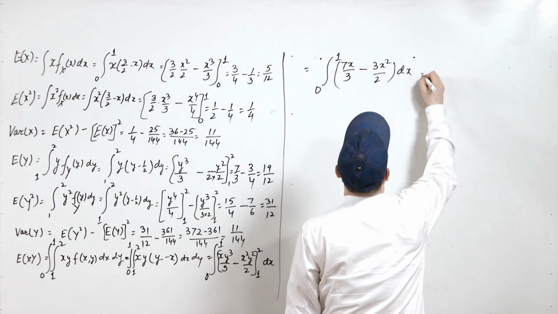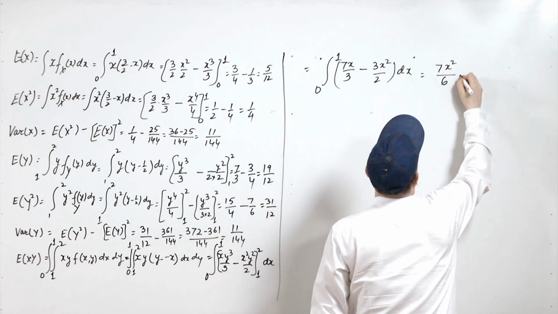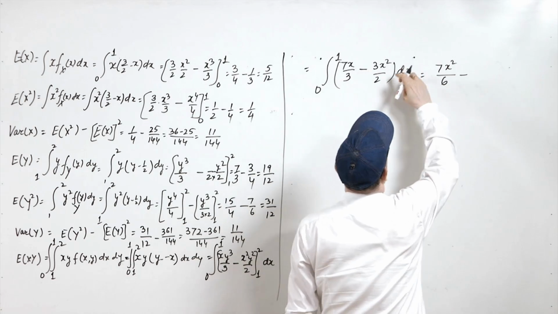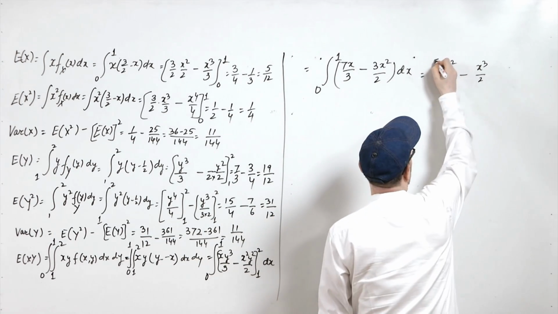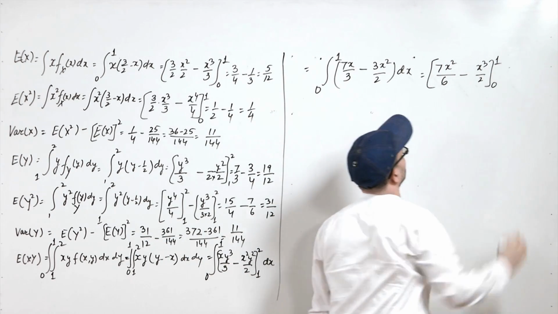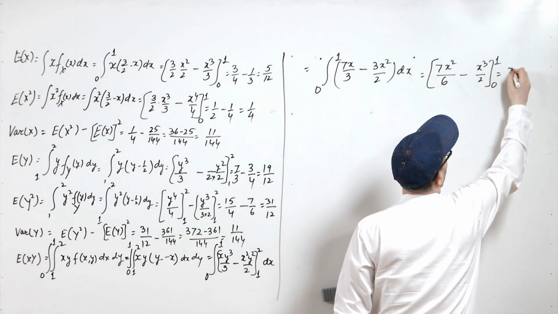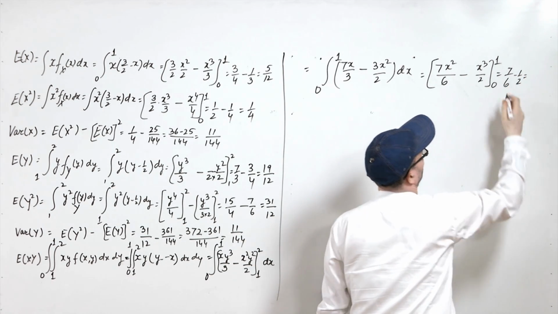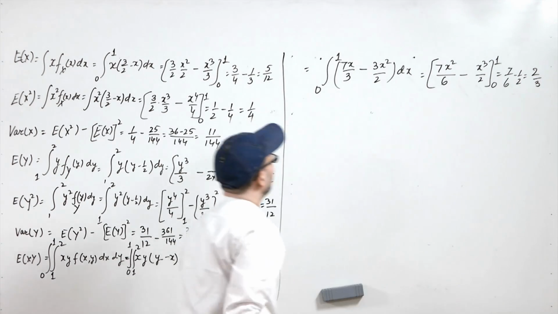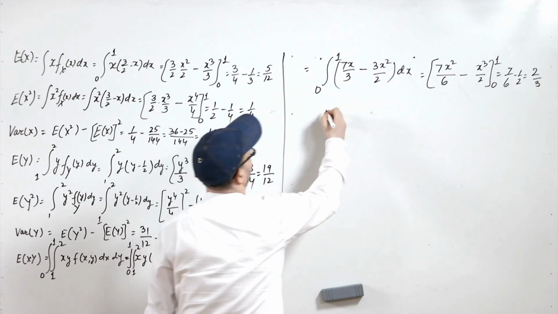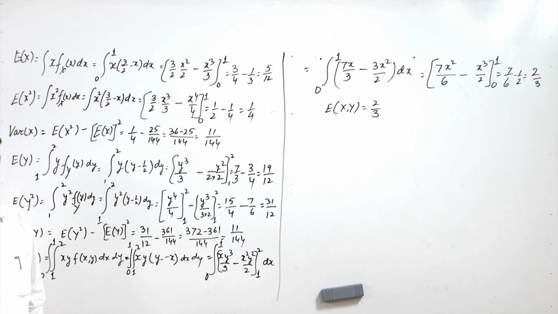So, that will be 7 x square by 2 into 3, which is 6, minus 3 by 2 into x cube by 3, so it will be x cube by 2, and then x is varying from 0 to 1. Taking this, it will be 7 by 6 minus 1 by 2. So, 7 by 6 minus 3 by 6, 4 by 6, that is 2 by 3. So, we have got E[XY] as 2 by 3.